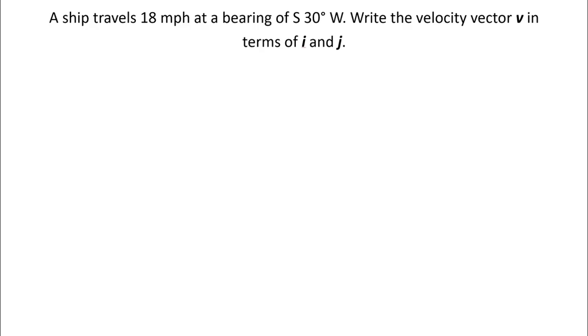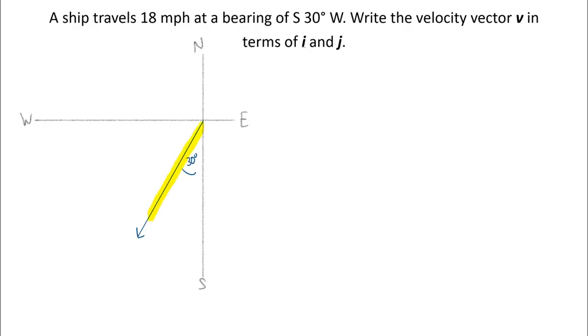i and j. Now, since this problem has to do with bearings, I've gone ahead and laid out our compass, north, south, east, and west. And since our ship is traveling at a bearing of south 30 degrees west, that means that our ship is traveling along this vector. And we know that the magnitude of this vector is equal to 18.